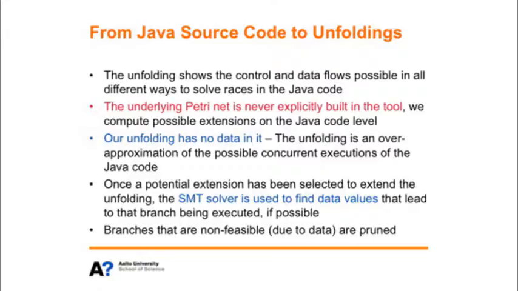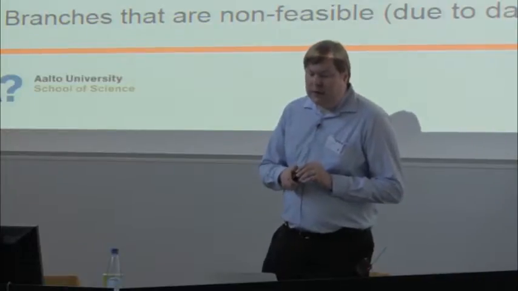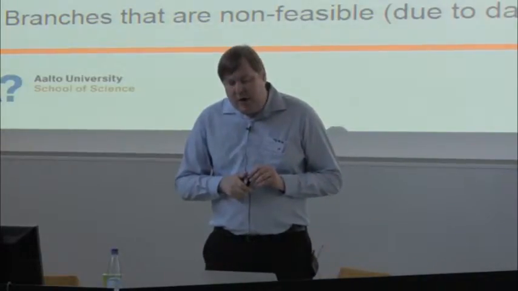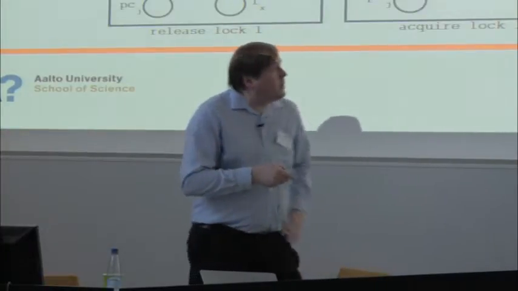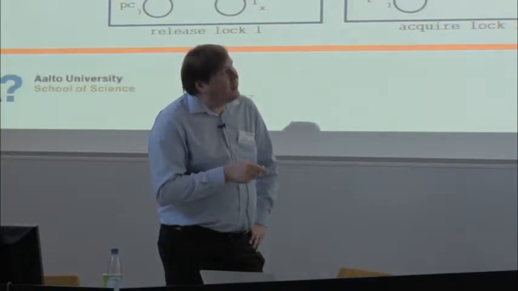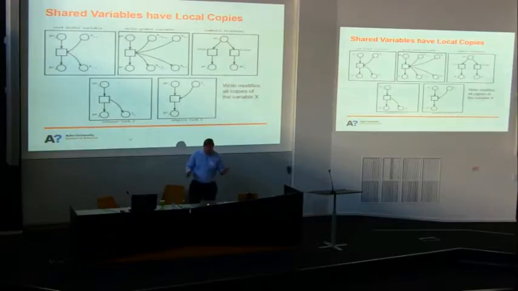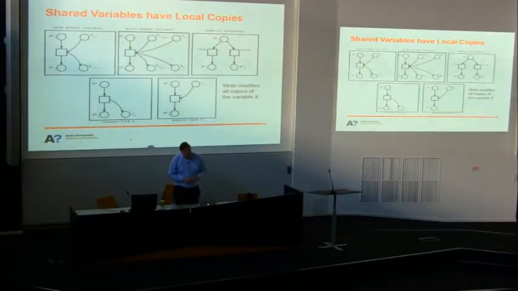Okay, so the unfolding shows the control and data flows possible in all different ways to solve data races in Java code. Our tooling doesn't actually explicitly build the Petri net. Our unfolding actually has no data in it, so there's no value in here. This is just a black token. The contents of the variable x are never stored on the Petri net side. And there are no guards in any of these transitions, so the guards are also handled outside the Petri net's world. So the Petri net's world will only have control flow and data flow, but no real data in it.